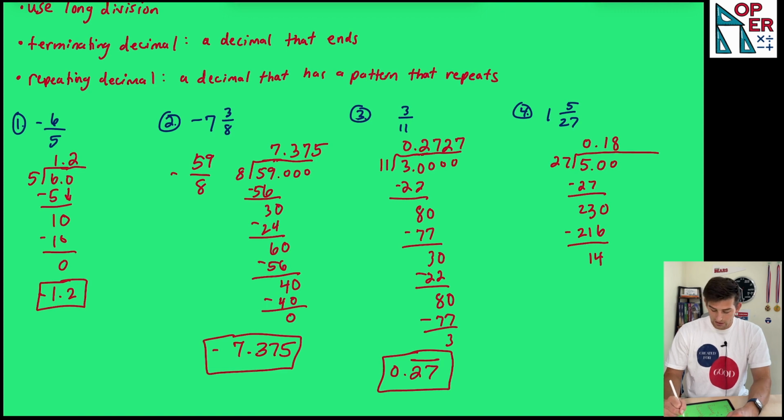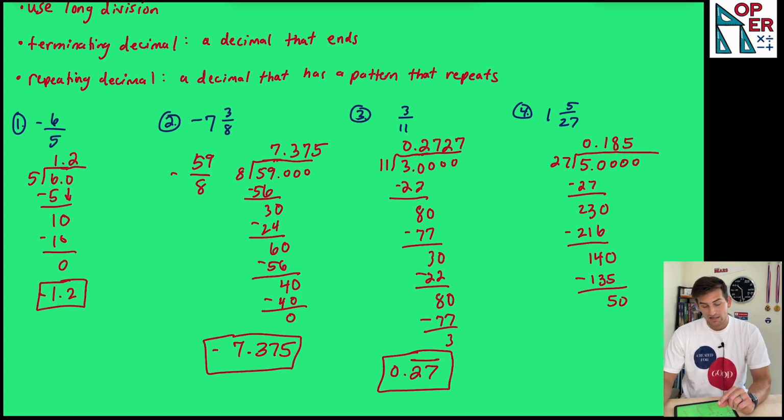27 won't go into 14, so we need to add a 0 and bring it down. Now once again, we can try and guess and check some numbers. Let's say 27 times 6. Well, that'd be 162, which is too much. So we know it needs to be 5 times 27. So we're going to put our 5 right here, and 27 times 5 would be 135. We subtract, we're left with a 5. Still not 0, so we need to bring it down.